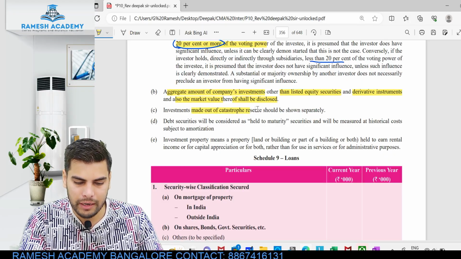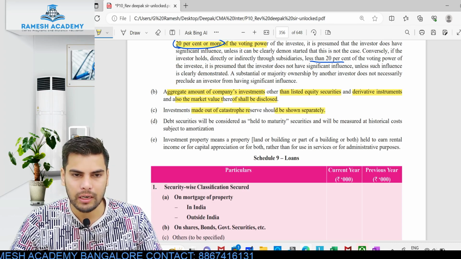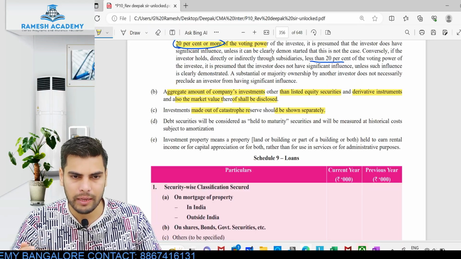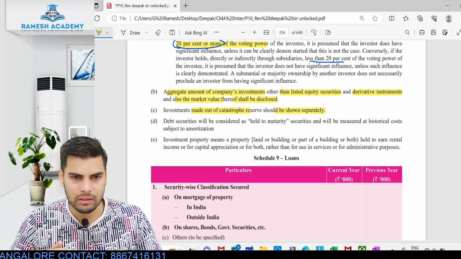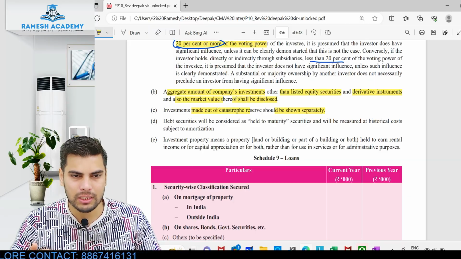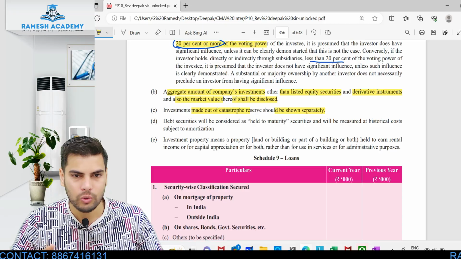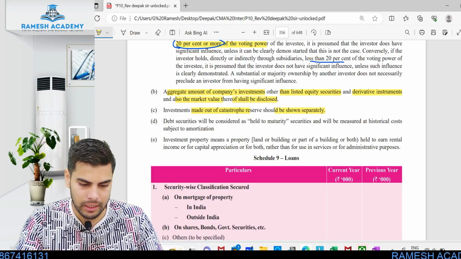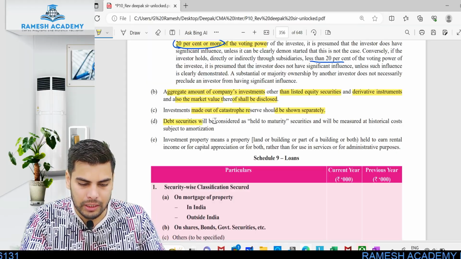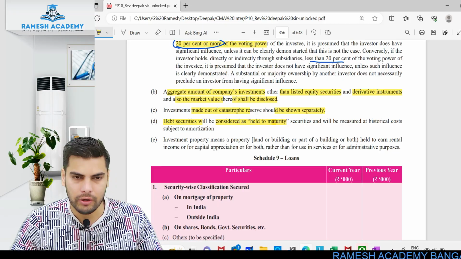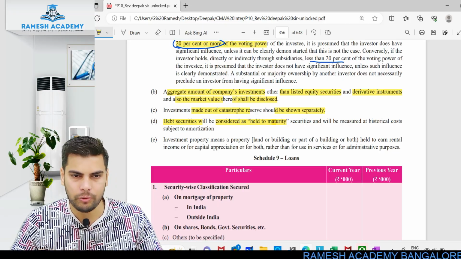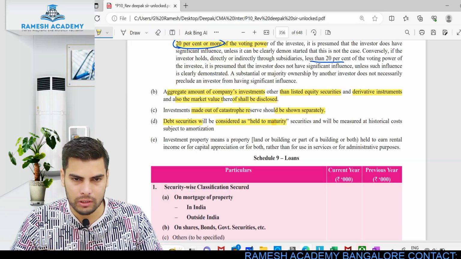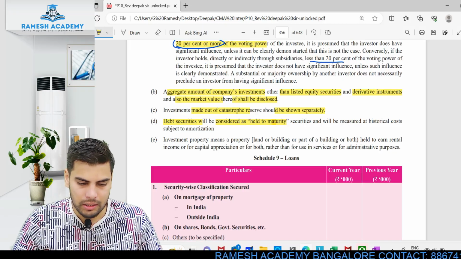Investment made out of catastrophe reserve should be shown separately. So this particular reserve, which I am maintaining for the purpose of settlement of claims, ideally I would have invested in approved securities, right? So wherever I have invested out of this particular reserve, it has to be disclosed separately. And then debt securities will be considered as held to maturity. So if there are any debentures, that would be considered as if I am holding till the maturity. It would be treated as a long term investment, held till maturity.